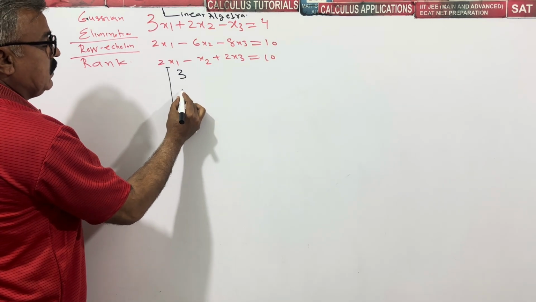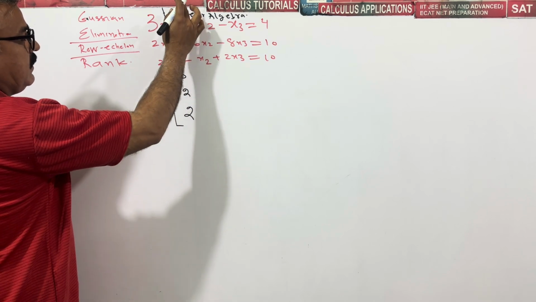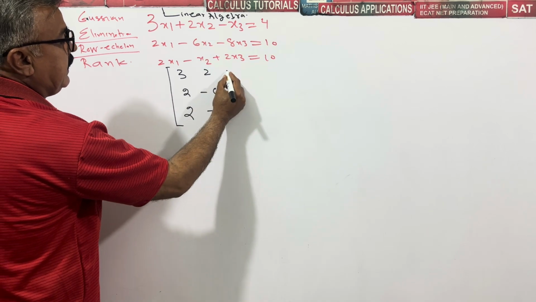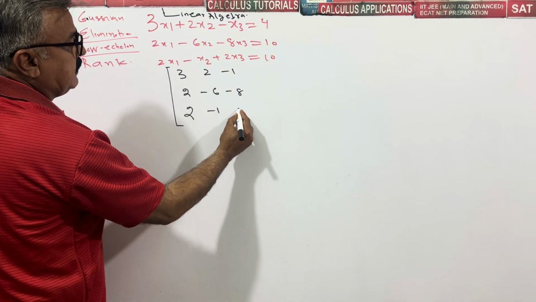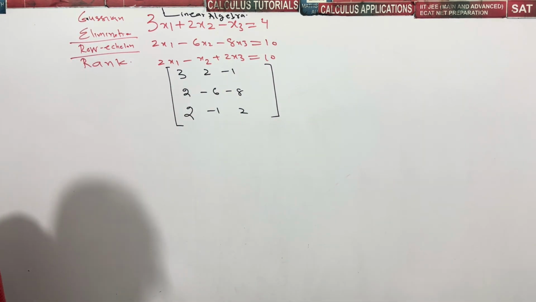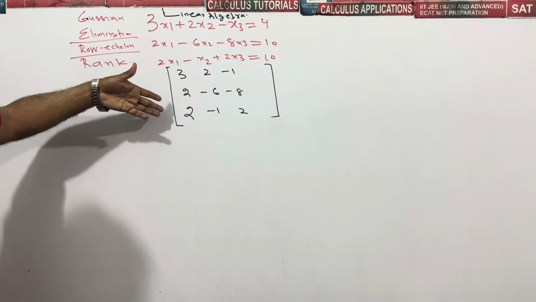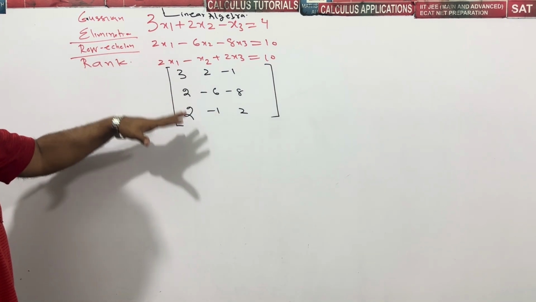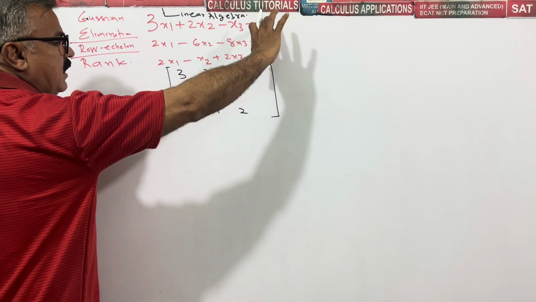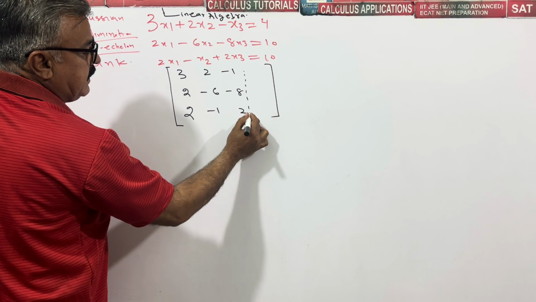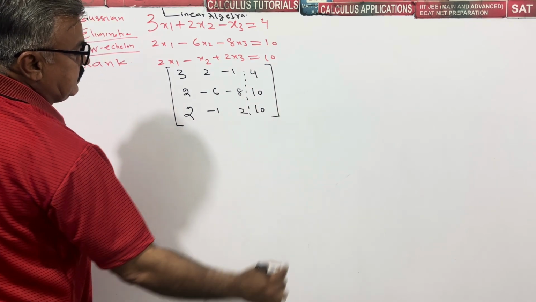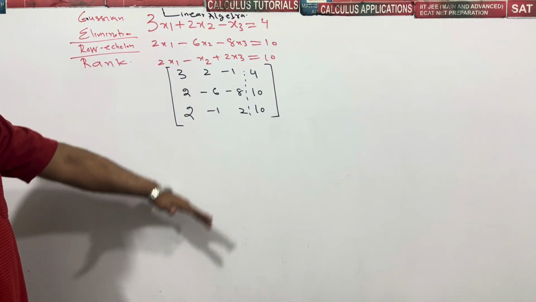3, 2 and 2. What about the coefficients of x2? 2, minus 6, minus 1. For x3: minus 1, minus 8, 2. This matrix is known as the coefficient matrix because we have taken the coefficients of x1, x2 and x3. If we write the column on the right hand side as well, then it is called the augmented matrix. Now it is our augmented matrix.